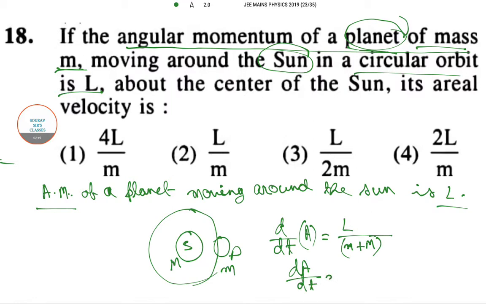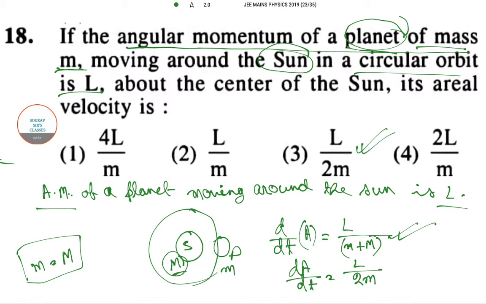dA/dt is equal to, if small m is equal to capital M, then L divided by 2m. Here the mass of the sun is not mentioned, so we take m equal to capital M. If the mass is mentioned, then the formula for the areal velocity is L by small m plus capital M. So in this question, option 3 is the correct option for the areal velocity.